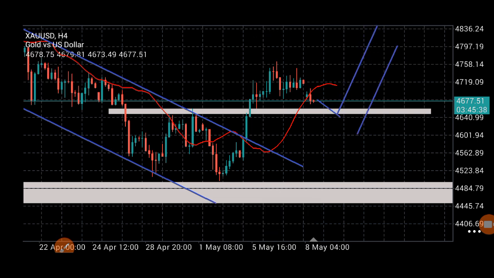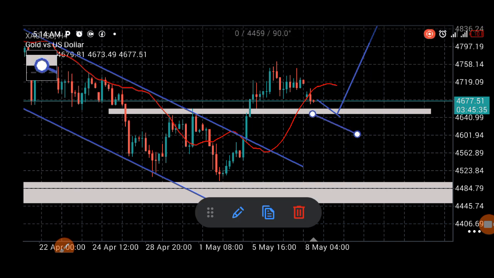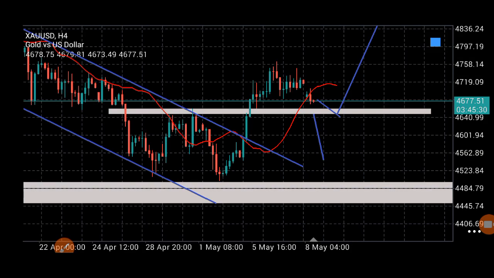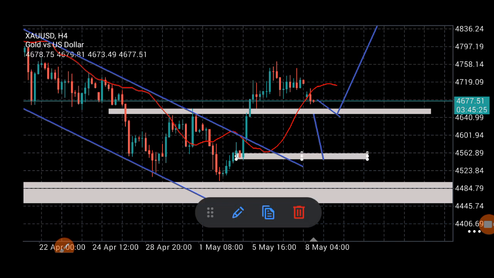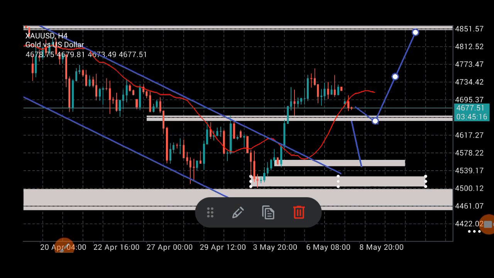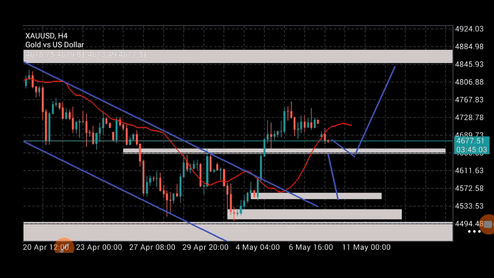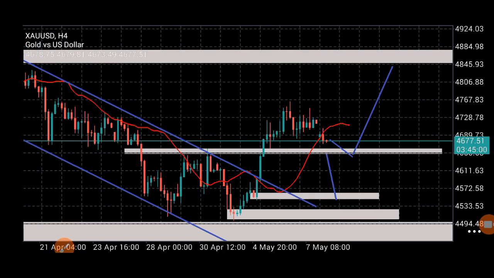Or we wait for the market to break even below, back to this point here, either this point here or even down here. Either way, we wait for the market to come to that point and then we take a buy at this point. But I'm looking at what the market will do here, then I take a buy. So this is what I can see from gold. What do you think about this analysis?